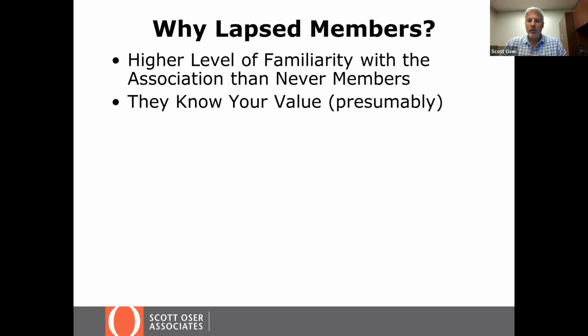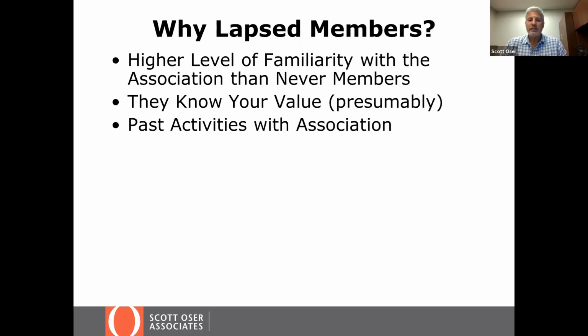And this really, they know your value presumably reflects more on your current members and your communication process to make sure that they do understand it. But assuming that you're going to get through to a good number of your members when they are still on the membership rosters, they should understand, or they will definitely understand better what your value is than someone who has never been a member, because you are regularly, or you should be regularly communicating that to people. So again, another benefit to reaching lapsed members is that they already know your value. Supposedly, they presumably know your value.